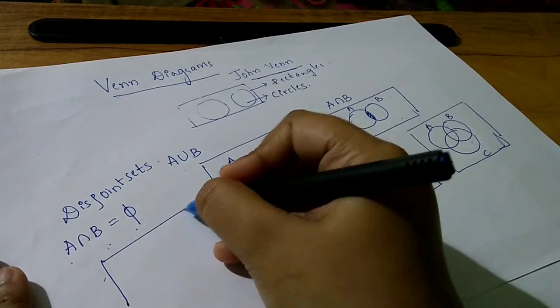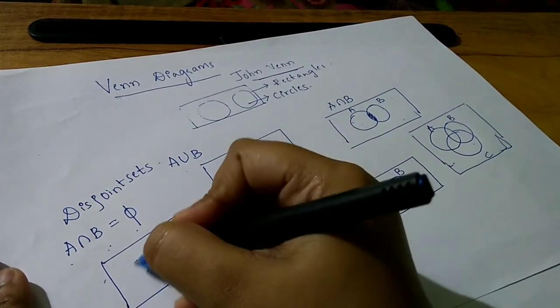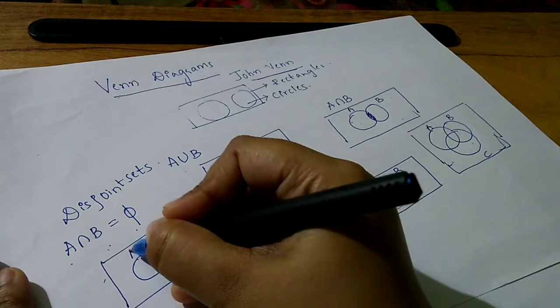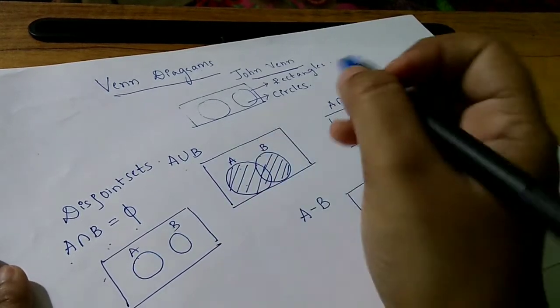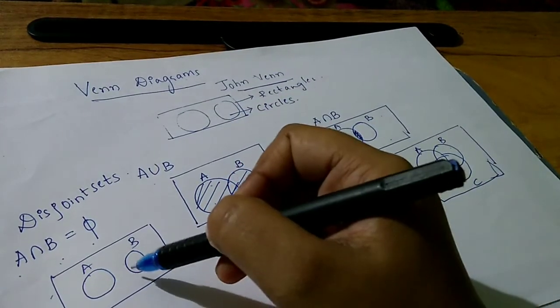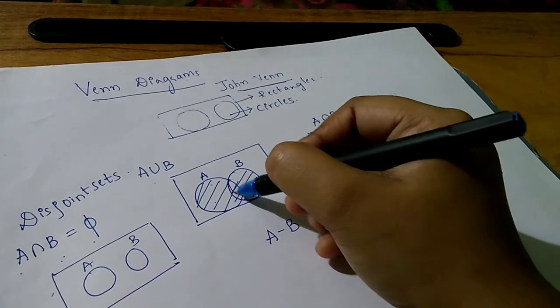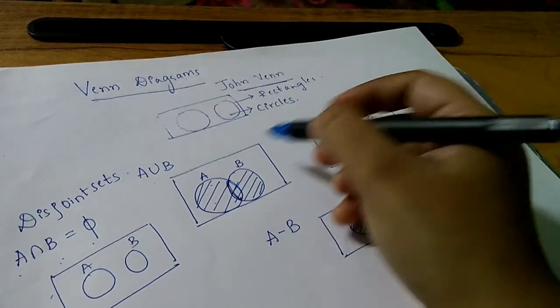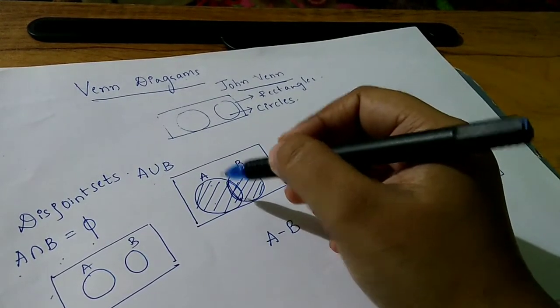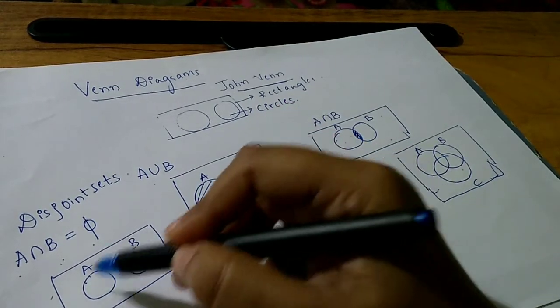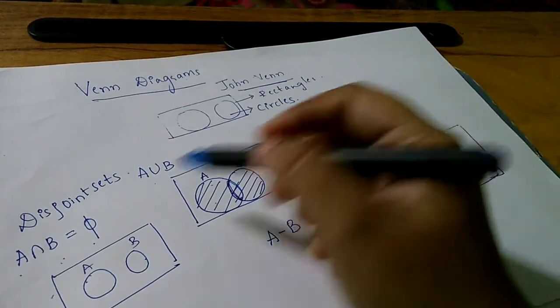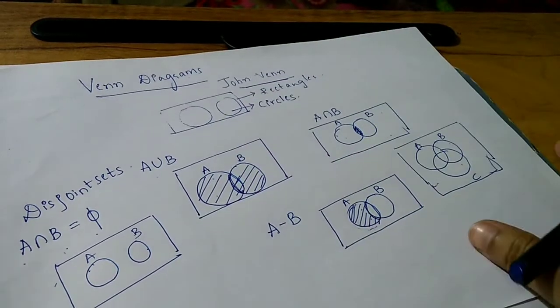How are we going to represent them? There should be no joining between A and B. A is separate, B is separate because they don't have any common element. If there is a common element, what should you do? You should take the common region. You have to merge both A and B. If there are no common elements, take both separately. Okay, this is all the representation of a diagram.